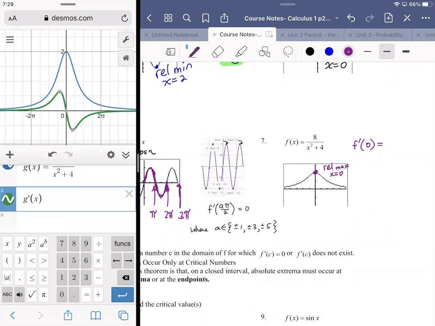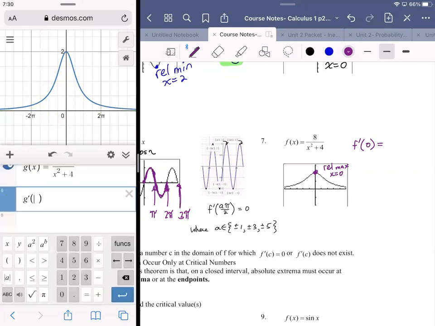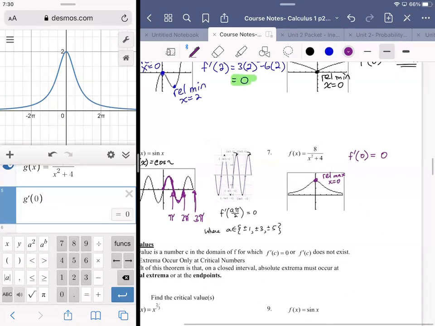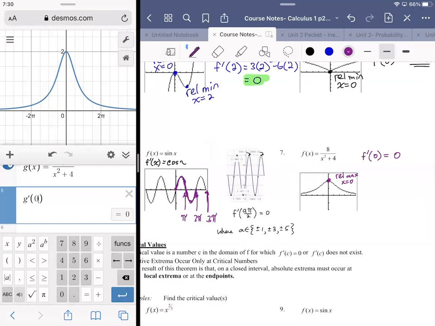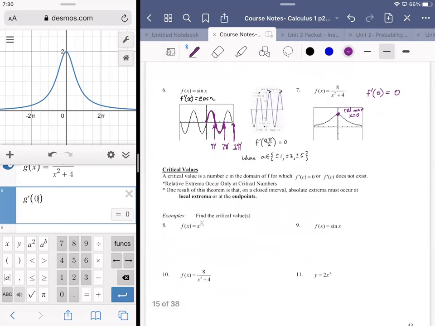But anyway, g prime of x at 0 gives a result of 0. If you don't like that, just plug in the 0 and you get a result of 0. All right. So again, in numerical cases, you don't need to find the derivative by hand. You just need to be able to come up with the derivative.